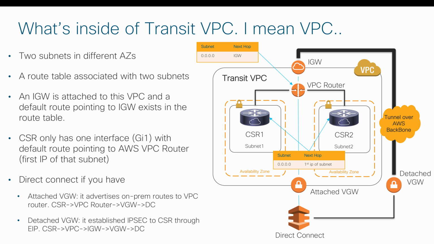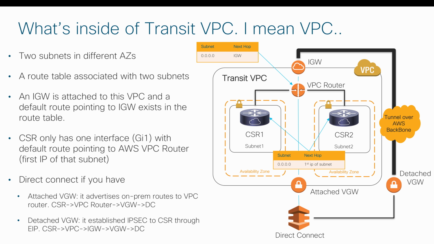And in the CSR, there's only one interface, so you will only be able to see GigabitEthernet1. Inside of the CSR there's also a default route, pointing to the first IP address of that subnet, and that will be the VPC router, which is AWS infrastructure. This means the CSR will always send the packet to the VPC router, and the VPC router will do the routing for you, but basically we are just relying on it to do the overlay. And once the overlay has been built, the CSR will take over the routing control.